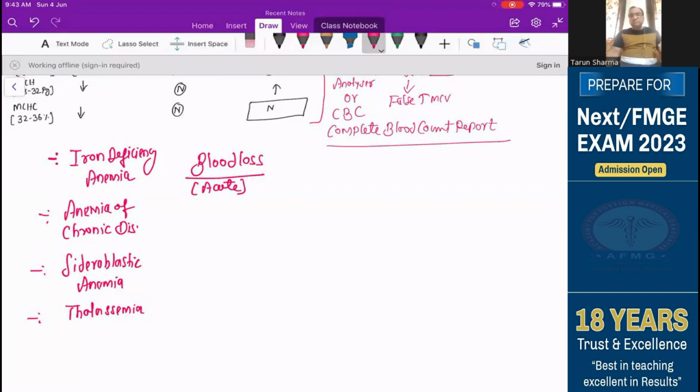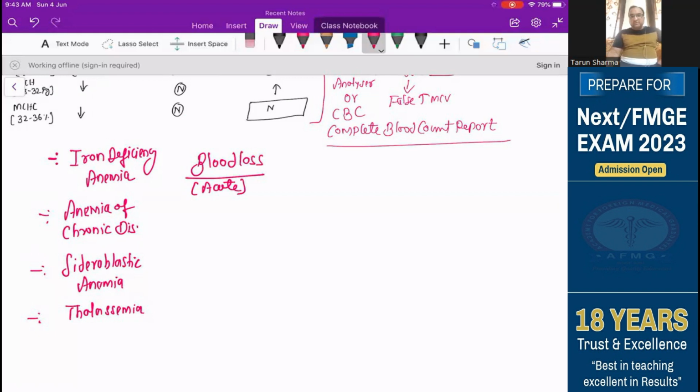Okay, so you must be getting confused: if the size of RBC is normal and the chromia is also normal, then how can it be anemia? Lots of students used to ask me, sir, if there are normal RBCs in the peripheral blood smear and there is normal chromia, the color of RBC is also normal, then how can it be abnormal? Yes, there is confusion, but it's very simple.